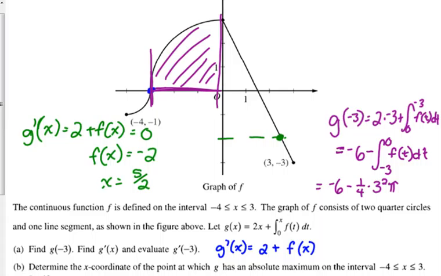I really do not understand why they do not consider the endpoints. I understand why they don't consider 3, because you're decreasing from that maximum point. But technically, you should compare negative 4, where it starts. Does it tell us where it starts?